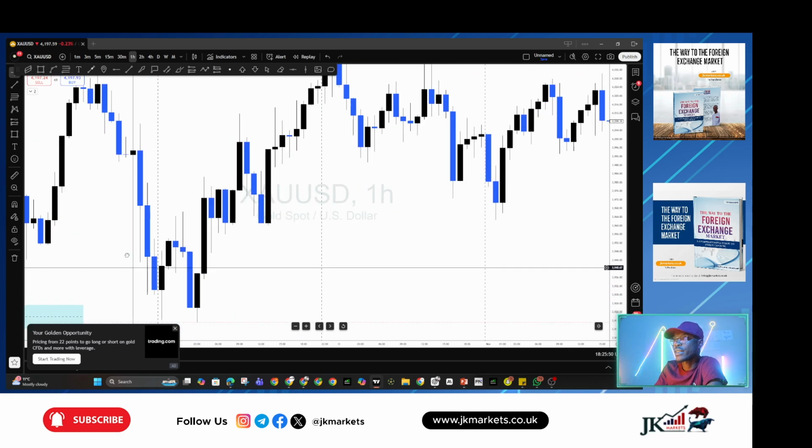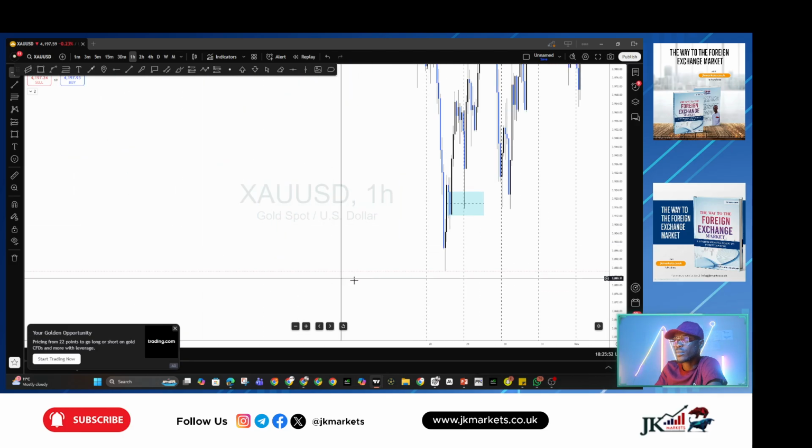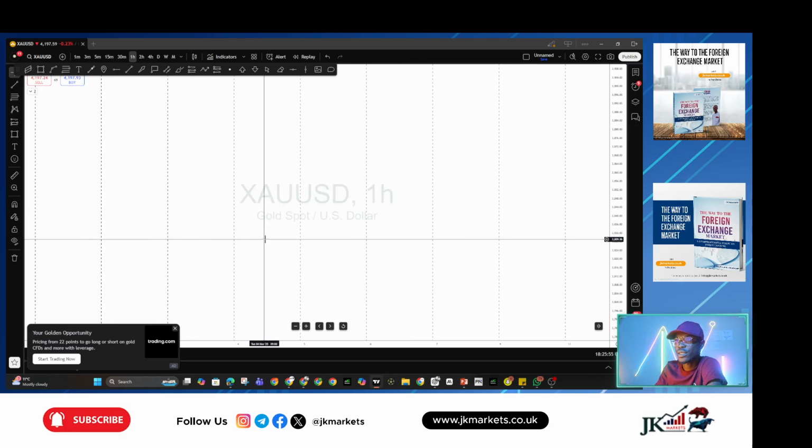So the next thing we will look at will be breakout blocks. What are breakout blocks? What do we refer to as breakout blocks? Is the next thing. So a breakout block is a failed order block.